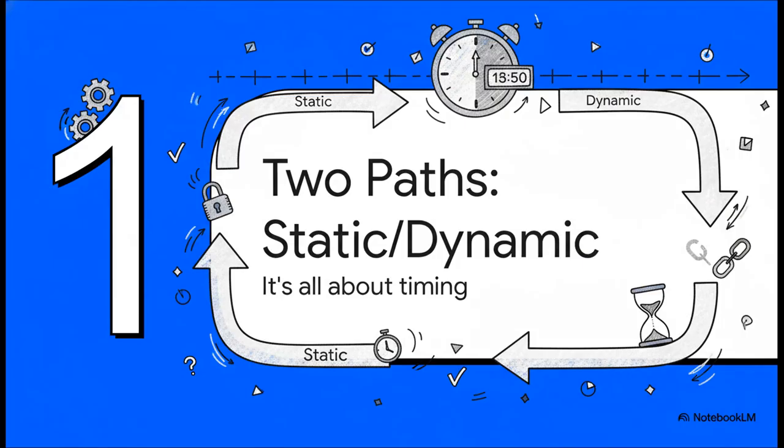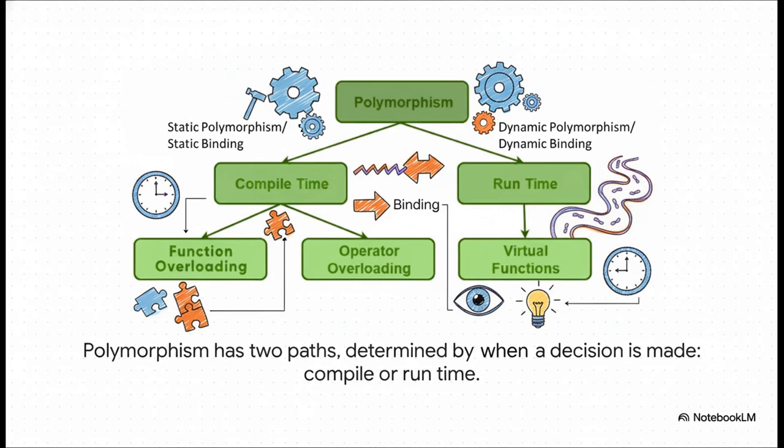So the first thing you absolutely have to know is that polymorphism isn't just one single thing. It actually splits into two big categories, and the entire difference between them comes down to one simple idea: timing. This right here shows the two fundamental paths. You've got static polymorphism, which is all figured out at compile time. That's when your code is being built. And then you have dynamic polymorphism, which is handled at runtime, when your program is actually up and running.